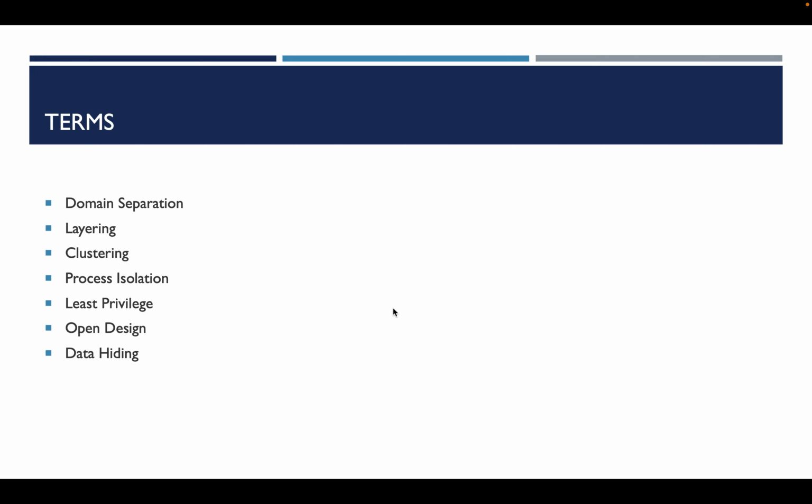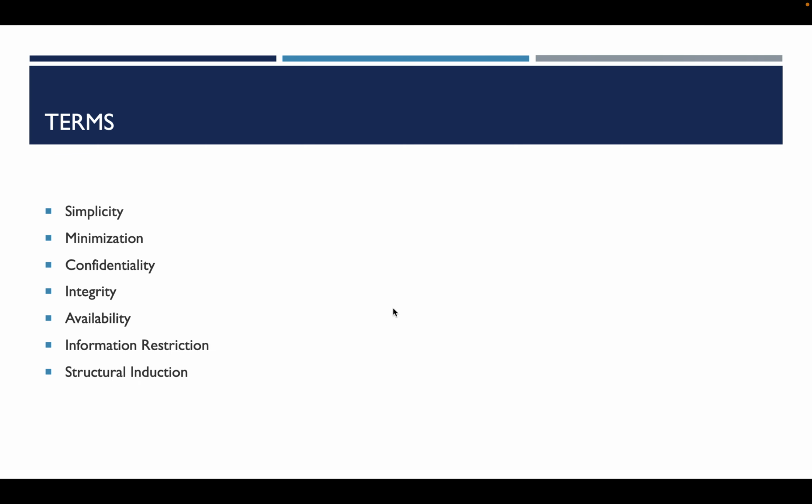Then we have open design. Open design, according to this principle, the security architecture and design of a system should be made publicly available. And then data hiding. Data hiding conceals a lower level process or processes from higher level processes.